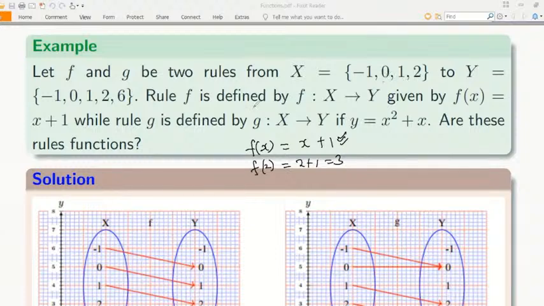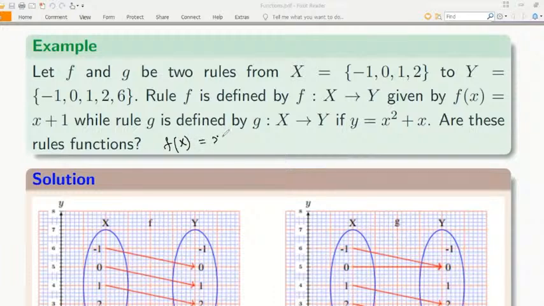So I want to see whether F is a function. Considering these objects, what will be the images? Let's go one by one. The definition is that if the object is X, the image will be X plus 1. So what if the object is -1? Then the image will be -1 plus 1, which is 0.